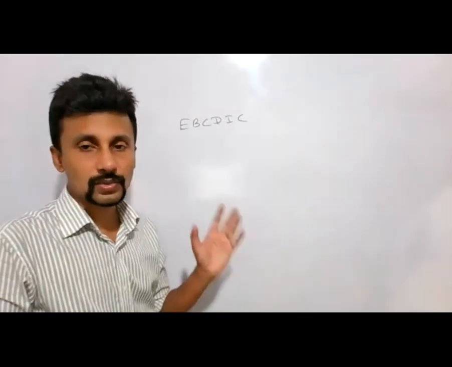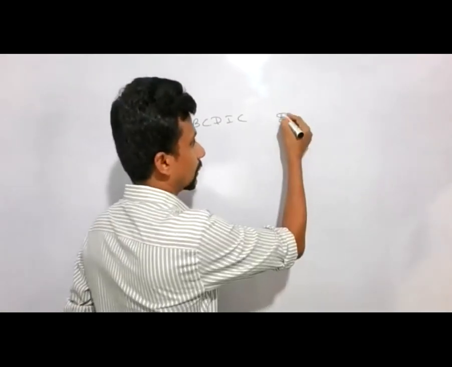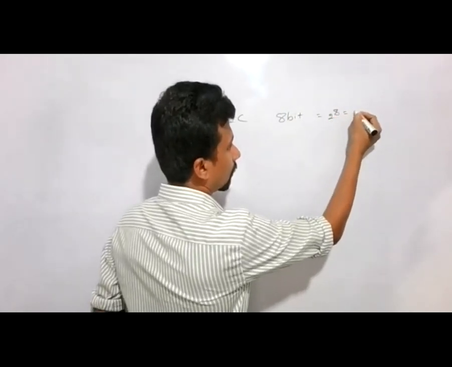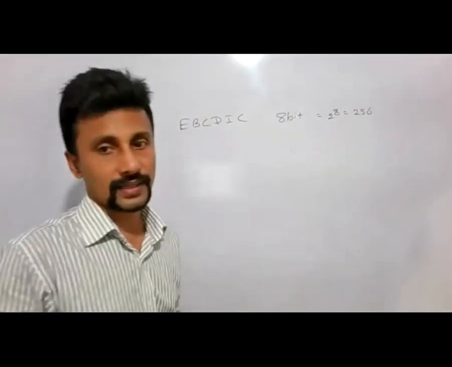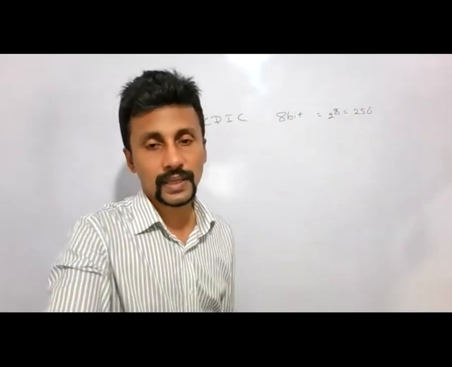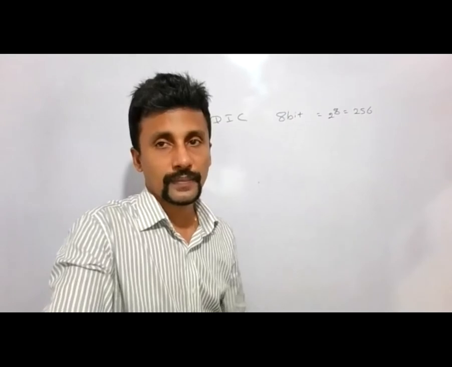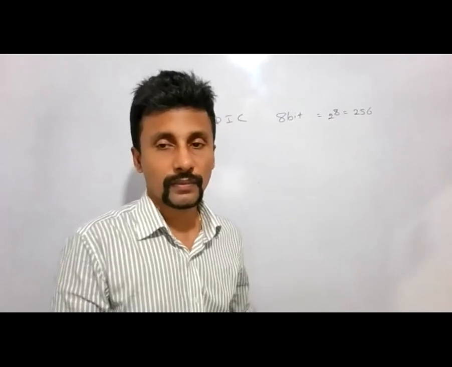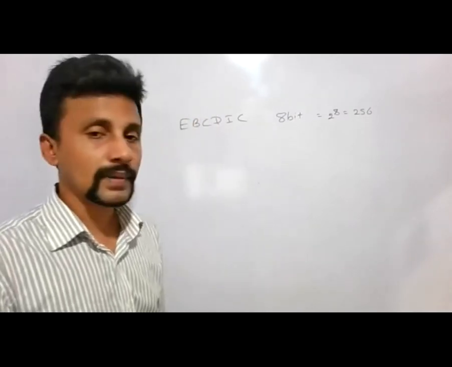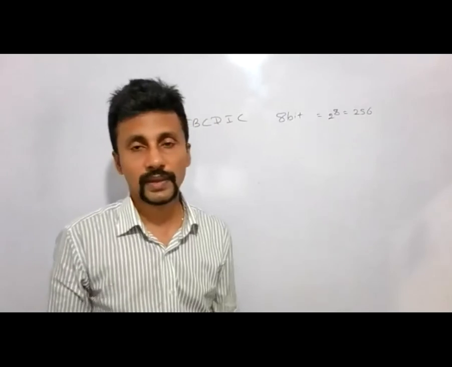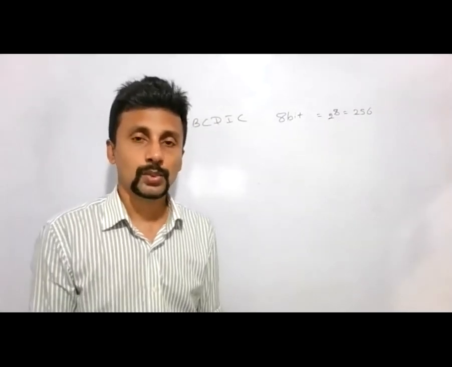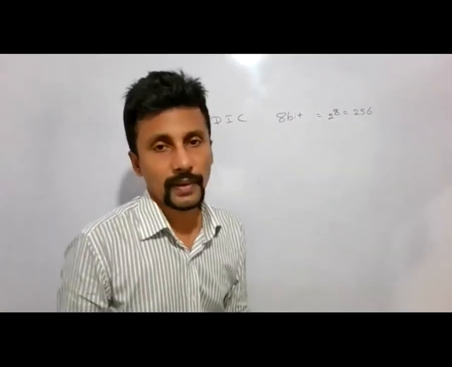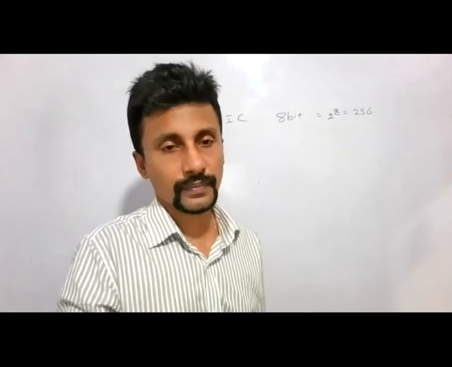I will tell you now. This uses 8 bits. That means it can represent 2 to the power 8, 256 characters. Right? Now this coding system was used in mainframe computers, IBM mainframe computers, mainframe and mini computers we have discussed in unit 1 and 2. Okay, we'll write down.